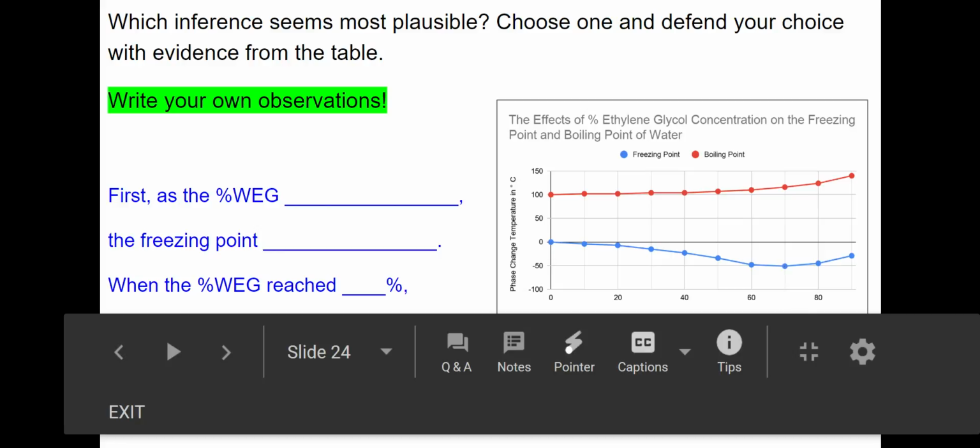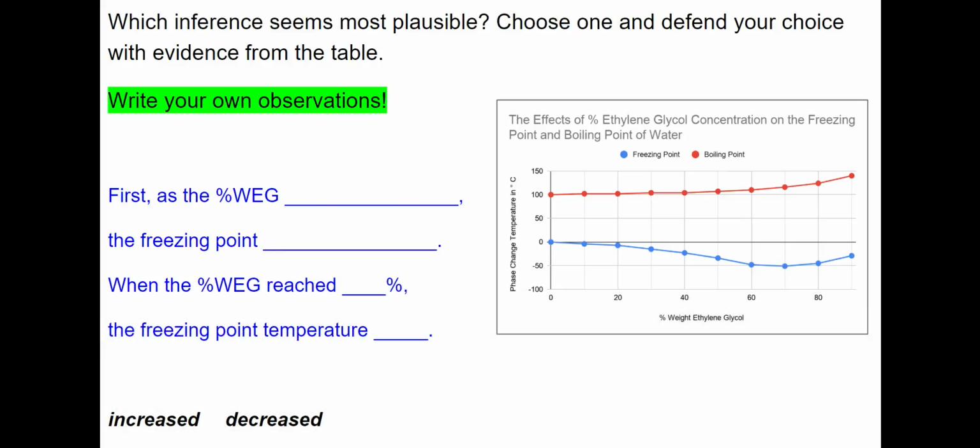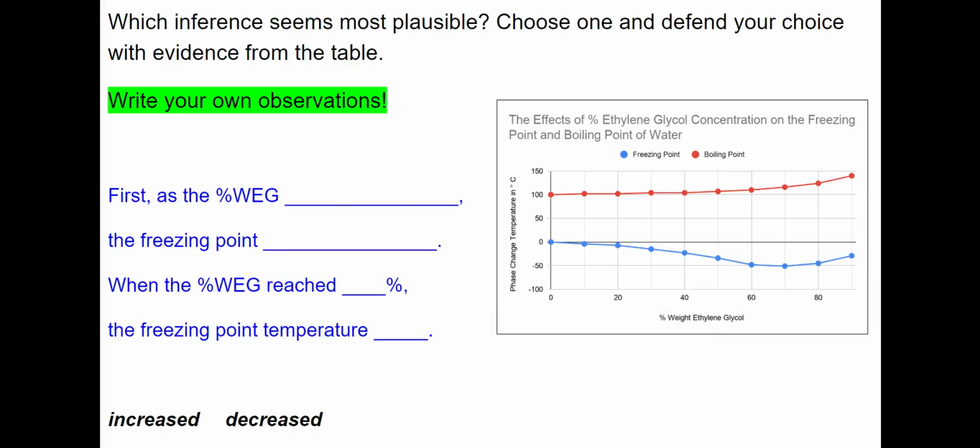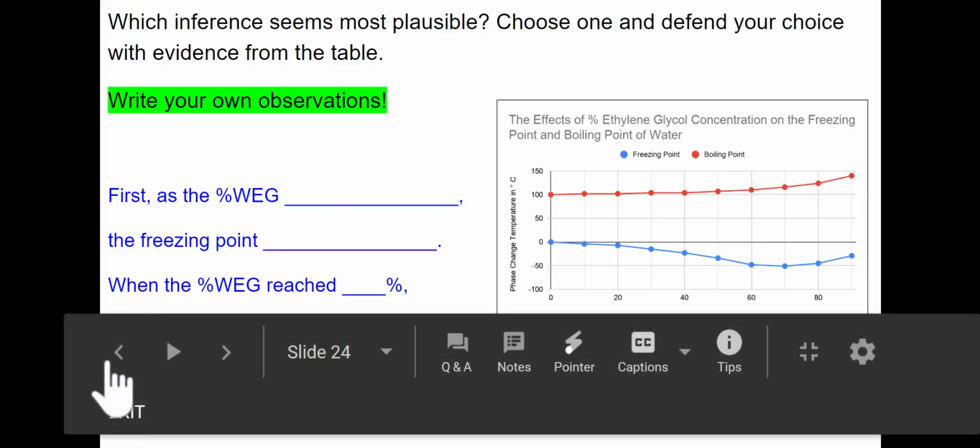Then I want you to look at it again after you have that written. When the percentage weight of ethylene glycol reached this percentage, notice that a new trend begins to happen here. So go ahead and record your observation as to what happens beyond this point. If you need to pause the video, go ahead and do so that you can complete this portion.